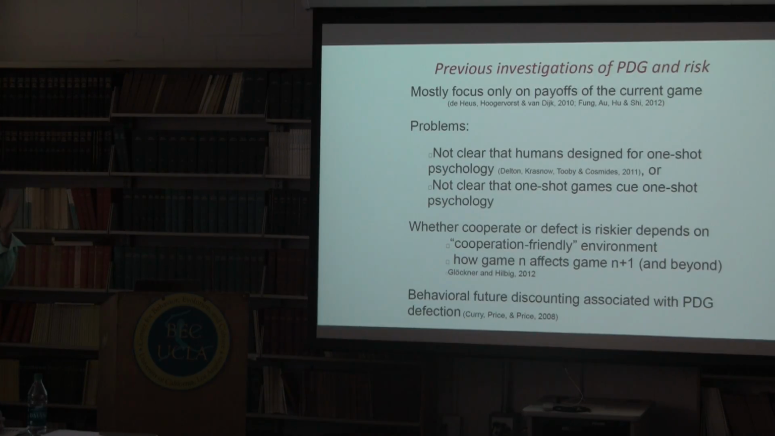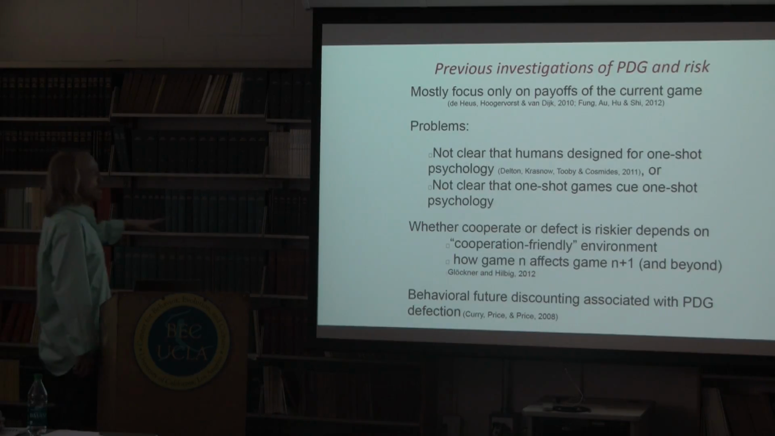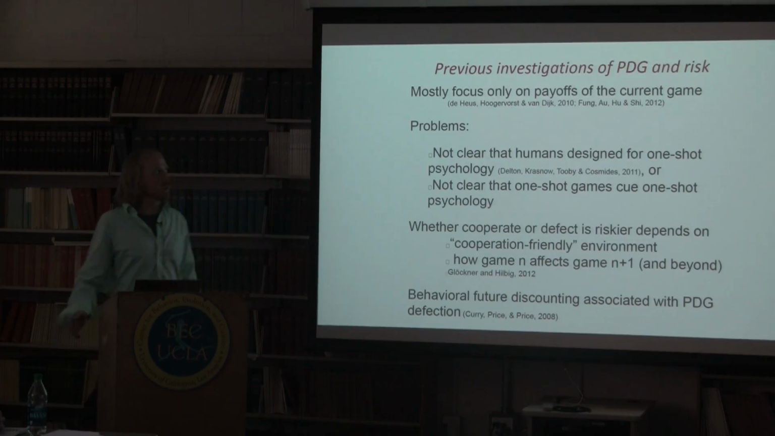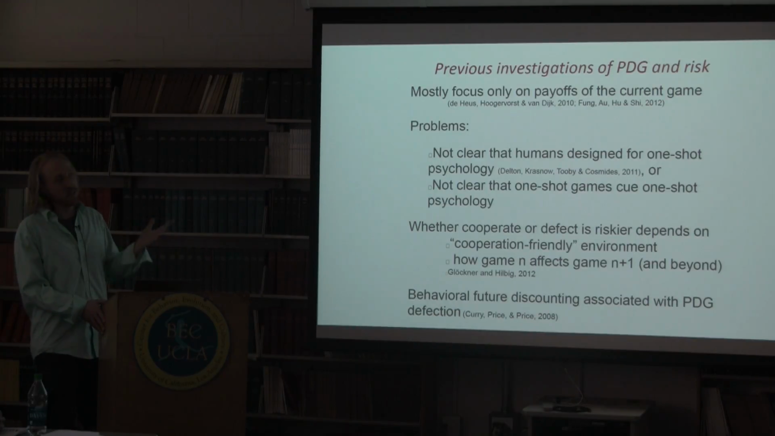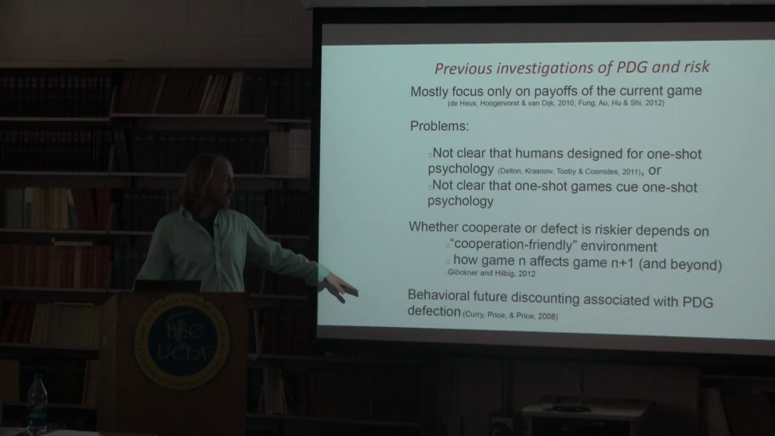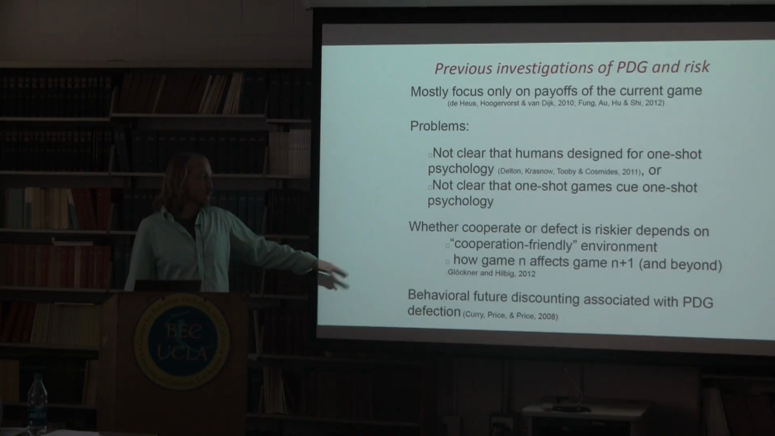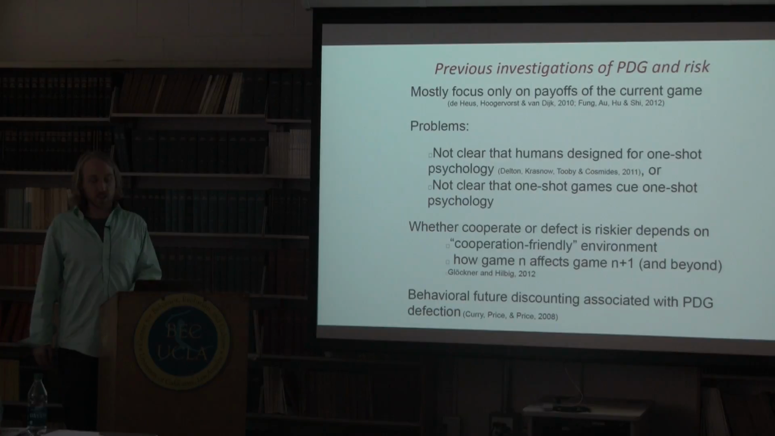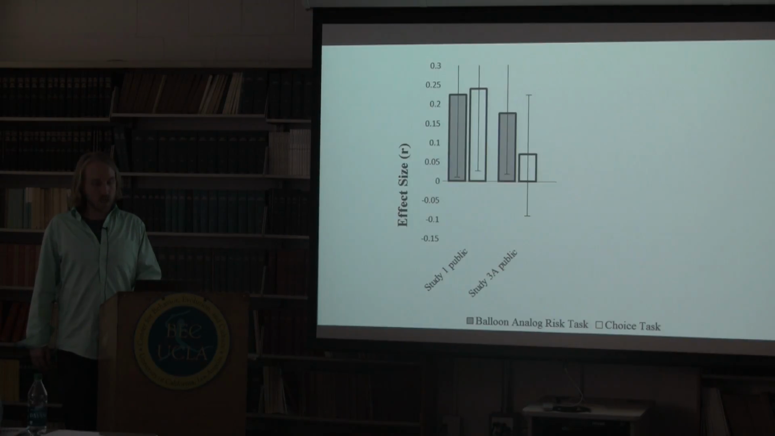It depends on whether one game affects the outcome of the next. So we've gotten that far, but we haven't quite gotten to psychological risk profiling and how that relates to actual decisions. Certainly nobody has been thinking about the decisions in terms of whether the game is public or not. There is some evidence that future discounting is associated with prisoner's dilemma defection, which is in the direction of what we're thinking of here.